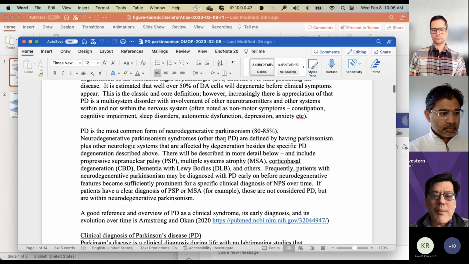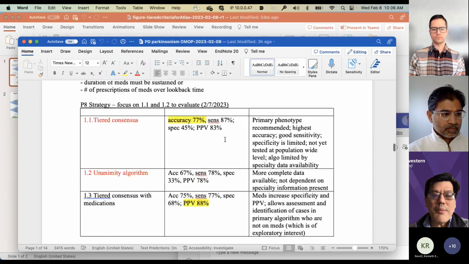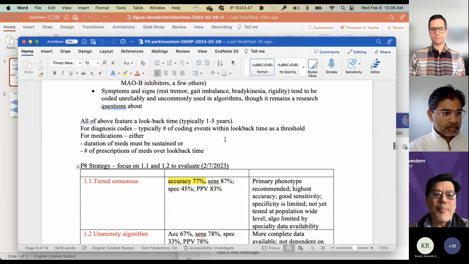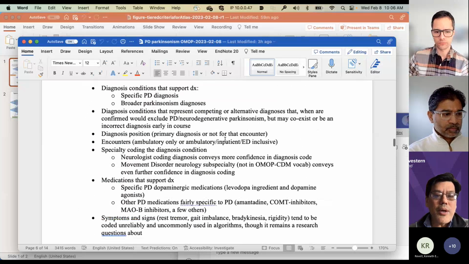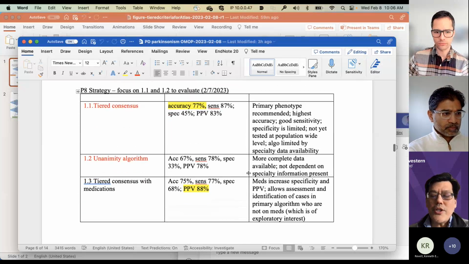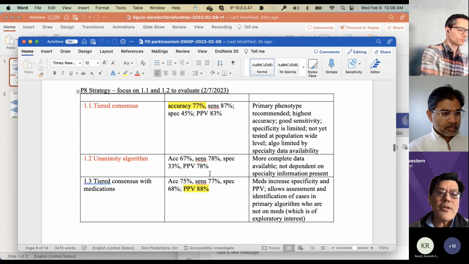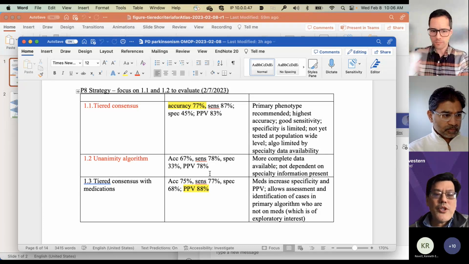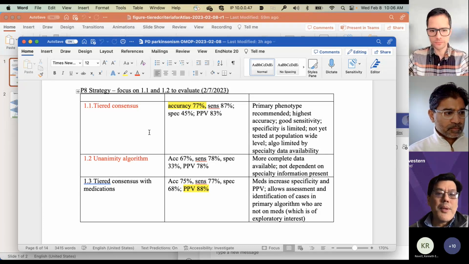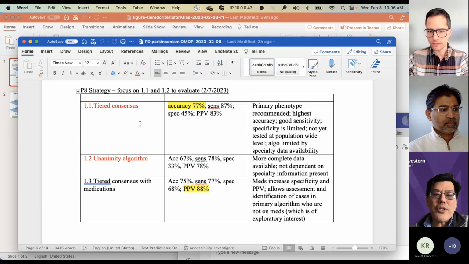If we skip down to the bottom, and I'm not going to go into all of this, and some of you may have read my posts before, this was the focus. Our decision was for our P8 strategy to focus on two phenotypes, one or two, and we chose two. These are published phenotypes in the literature.